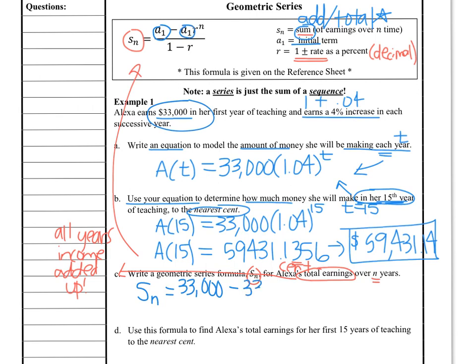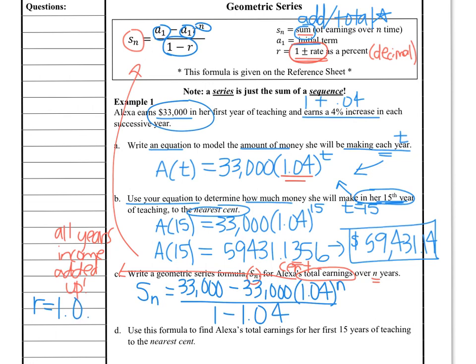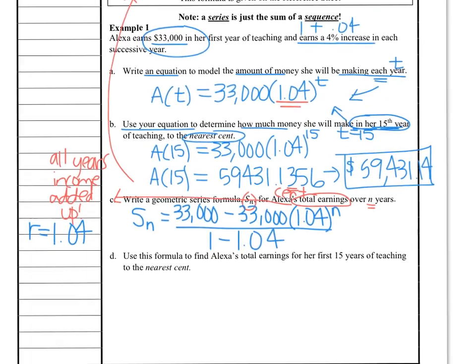So it's going to be 33,000 again. Now in this case, our r value is going to be the rate that we already determined with the 1 plus included. Okay, so it's not just the 0.04, it's going to be the 1.04. That's different than in previous problems. To the n power, all divided by our denominator is going to be 1 minus the 1.04. Okay, so again, our rate is 1.04, not just the 0.04. So that's the geometric series formula, okay, with these numbers plugged in.